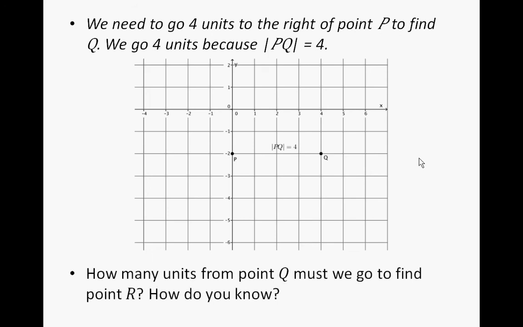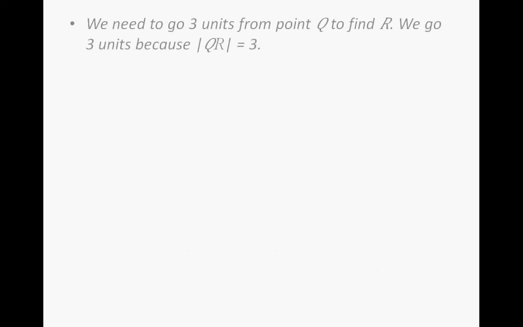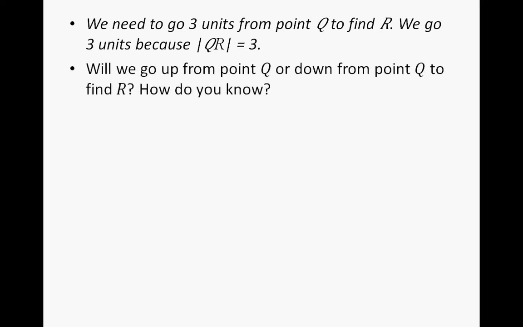How many units from point Q must we go to find point R? And how do you know that? Well, we need to go 3 units from point Q to find R. We go the 3 units because the distance of Q to R is 3. So will we go up from point Q or down from point Q to find R? And how do you know?